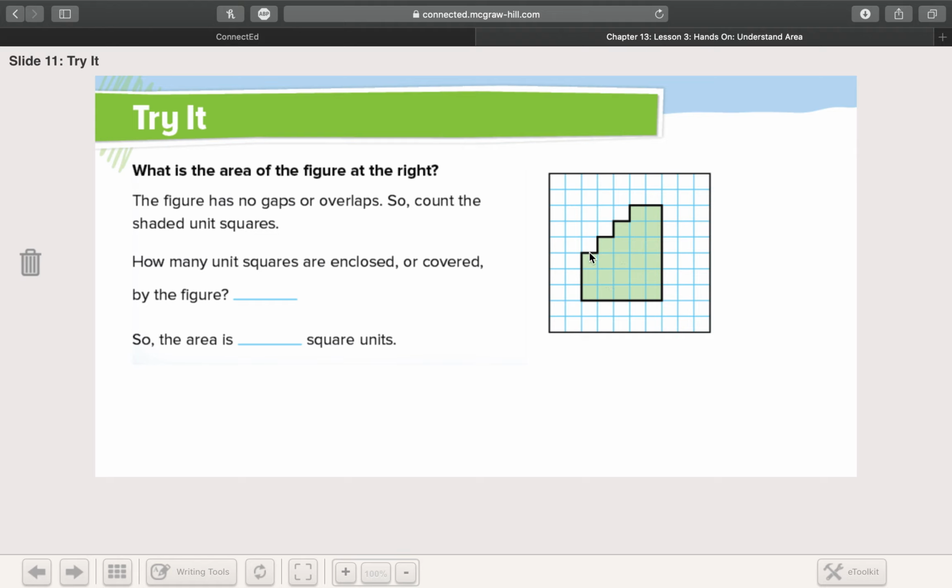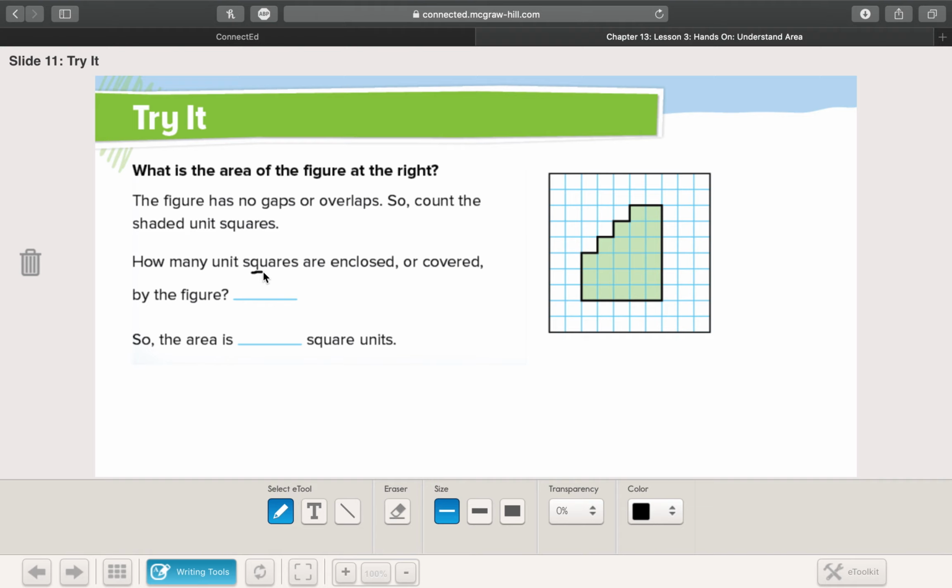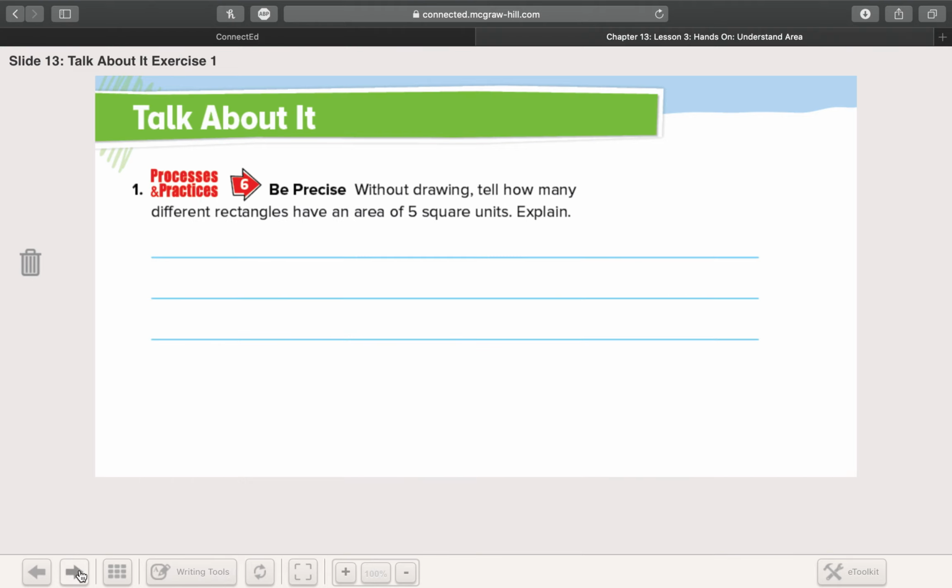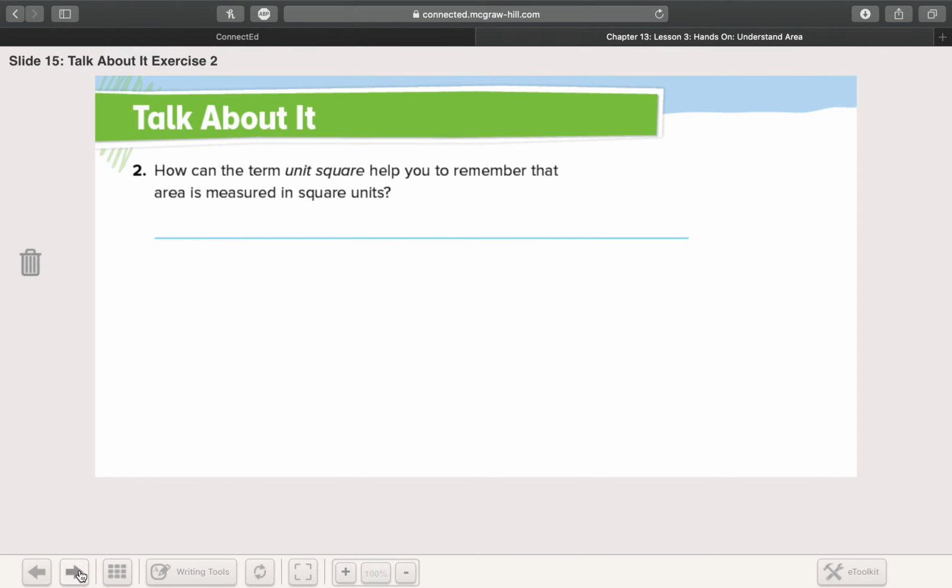1, 2, 3, 4, 5, 6, 7, 8, 9, 10, 11, 12, 13, 14, 15, 16, 17, 18, 19, 20, 21, 22, 23, 24. It's as simple as counting, you guys. 24. So the area of this shape is 24 square units. Okay, let's check our work. 24 was correct. Let's try another one.